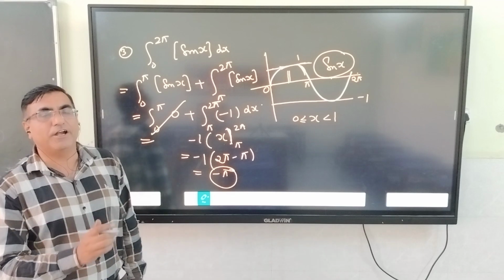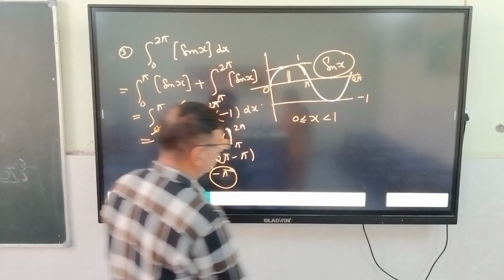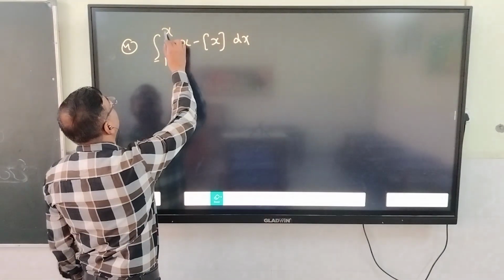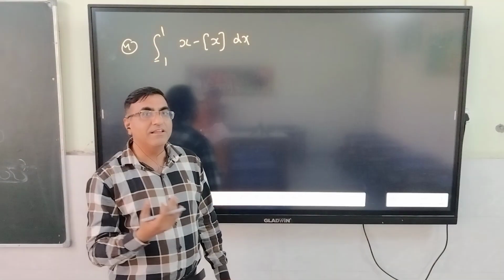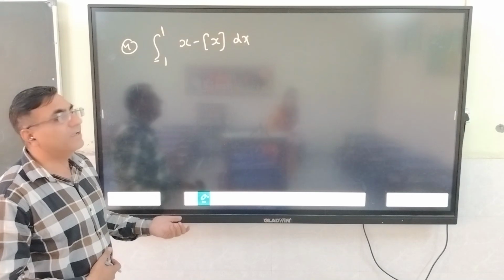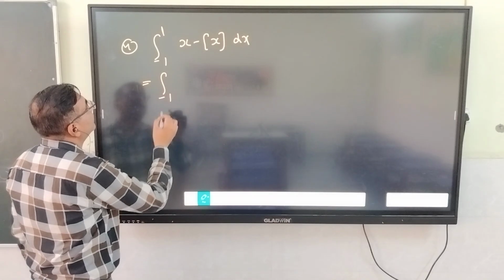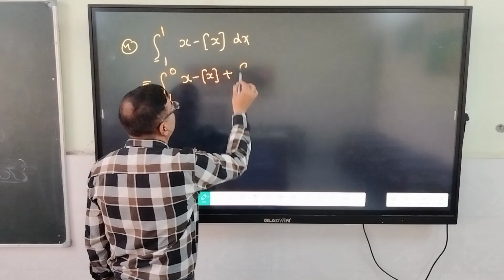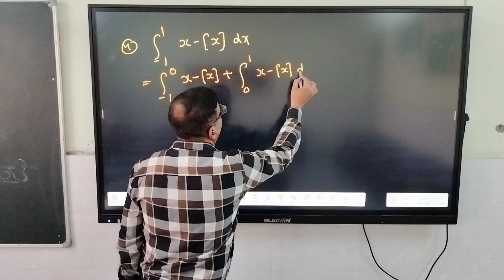This question has already been asked in the JEE exam. This is a very easy question. Many students are very familiar with it. So the integral from minus 1 to 0 of x minus the greatest integer of x, plus the integral from 0 to 1 of x minus the greatest integer of x.